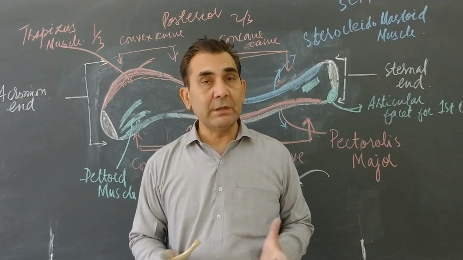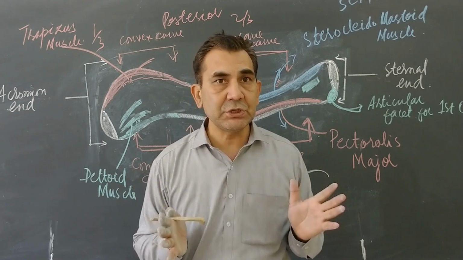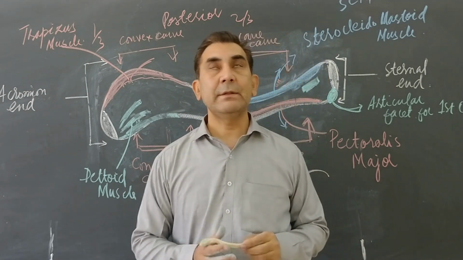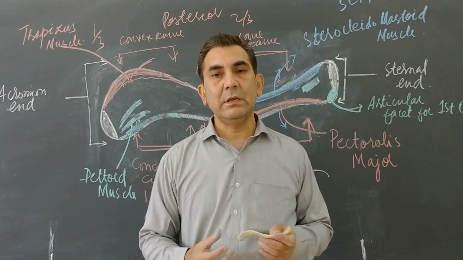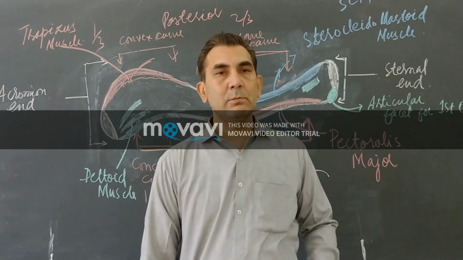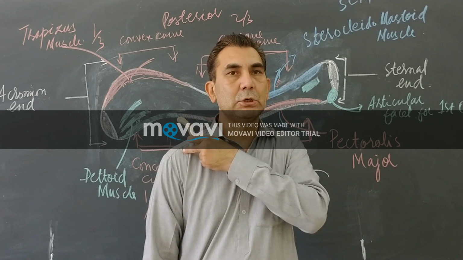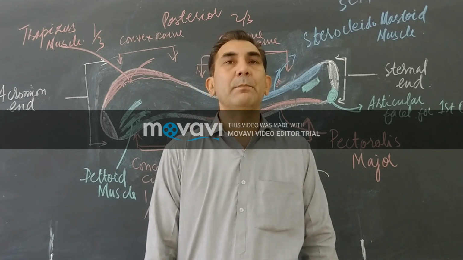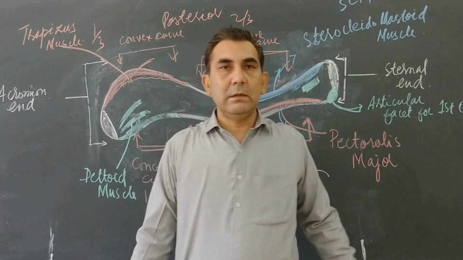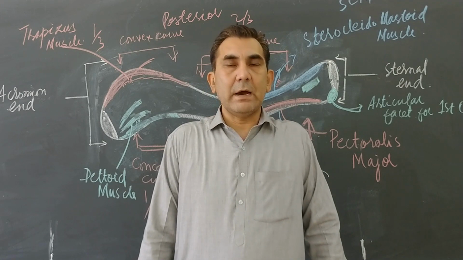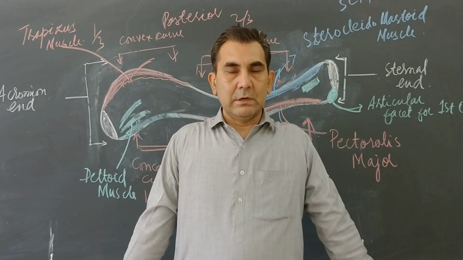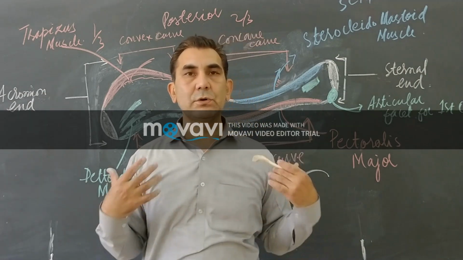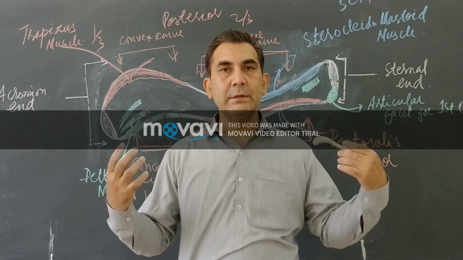In the woman, the clavicle bone is a little bit shorter, thinner, and has less curve. And in the woman, the acromion end of the clavicle bone is a little bit lower as compared to the male. So the shoulders of the male are more erect, at a higher level as compared to the female. In the female, the shoulders are a little bit lower in shape.